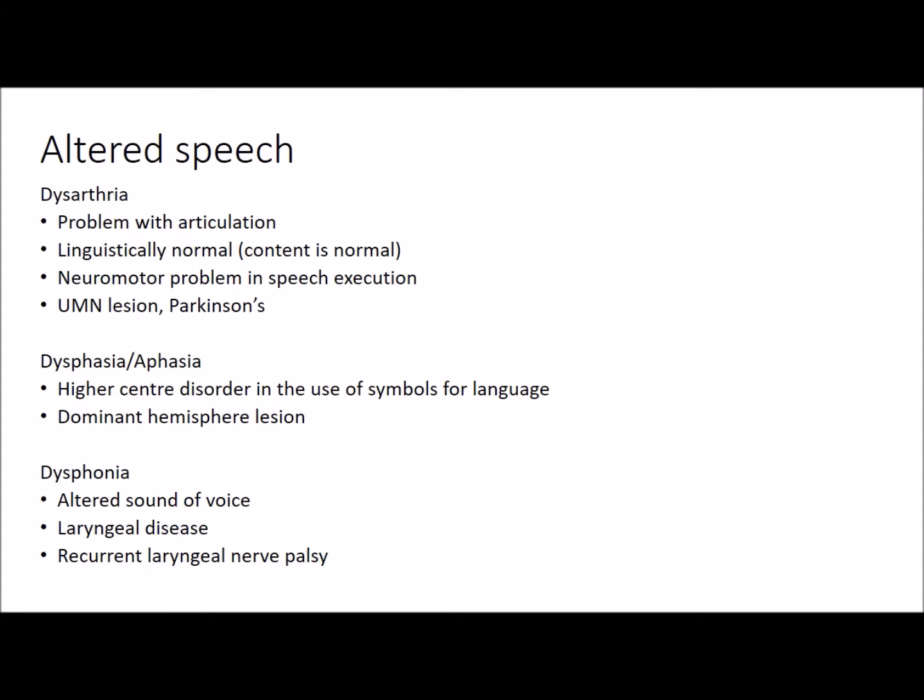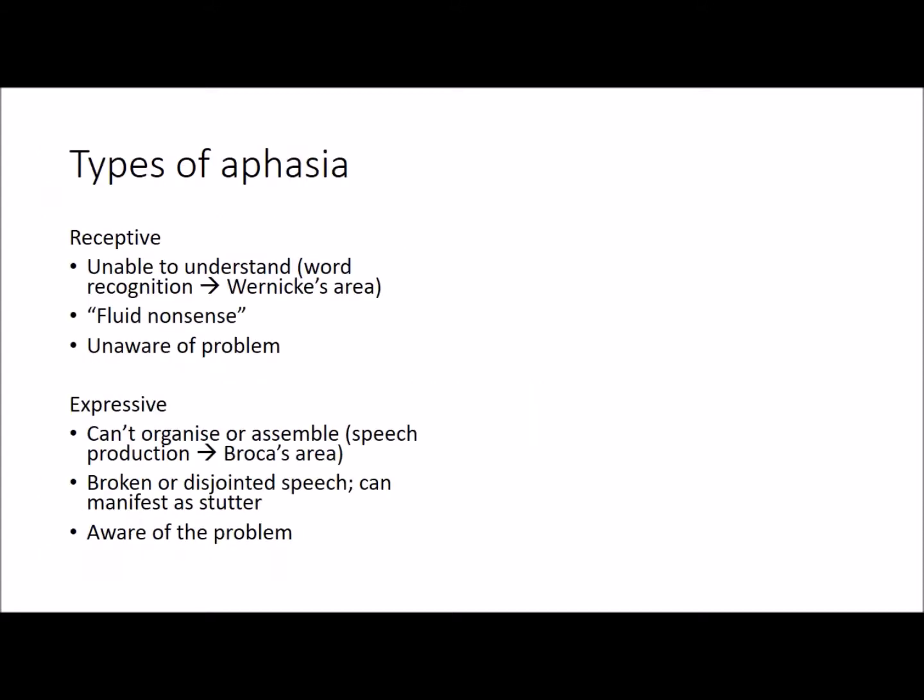As I was saying before, a lesion to Wernicke's or Broca's area leads to aphasia. The lesion has to be in the dominant hemisphere for you to get that. Lastly, dysphonia is an altered sound of voice. Commonly that happens in laryngeal disease and also recurrent laryngeal nerve palsy. Hopefully you all know the classic sign of recurrent laryngeal nerve palsy, and that is the bovine cough. Dysphonia is something that you'll learn a bit more about in second year, but for now we're just going to focus on aphasia.